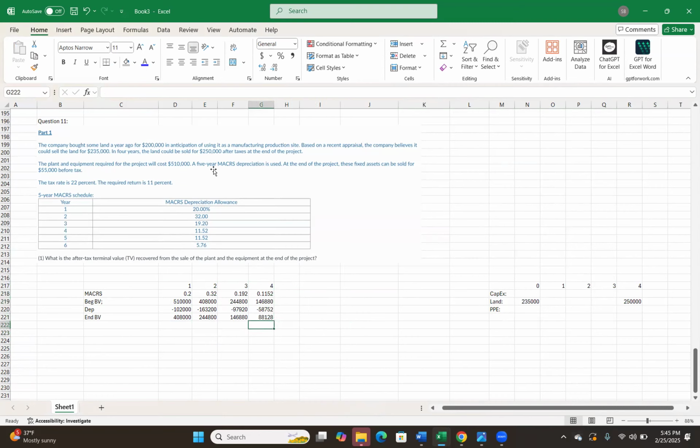Sweet. Okay. After tax terminal value. So it says 5-year makers is used. At the end of the project, these fixed assets can be sold for $55,000 before tax. Awesome. Okay, tax due / refund. I have a feeling it's going to be a refund this time. It's because it is. Okay, book value minus market value times the tax rate, which is 22%. Awesome, it is a refund. And then my after tax terminal value is going to be the sum of market value and my tax due or refund. So there's the answer to number 1.